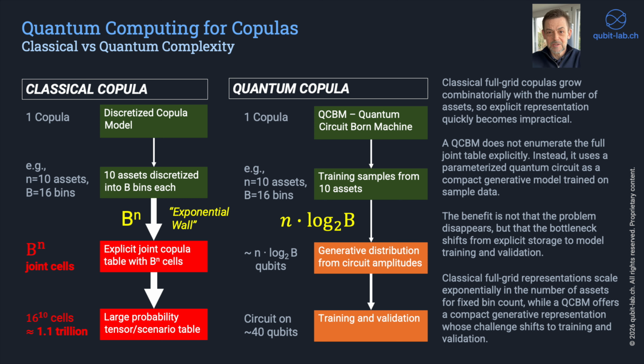Instead of explicitly storing the full joint table, it uses a parameterized quantum circuit as a compact generative model trained on sample data. The important point is not that the difficulty disappears. It won't. Rather, the bottleneck shifts from explicit storage toward model training and validation. So let's make that concrete. What is a QCBM and why is it relevant here?